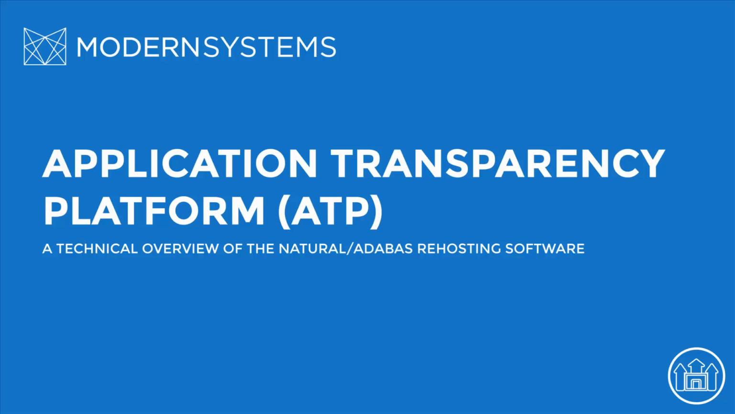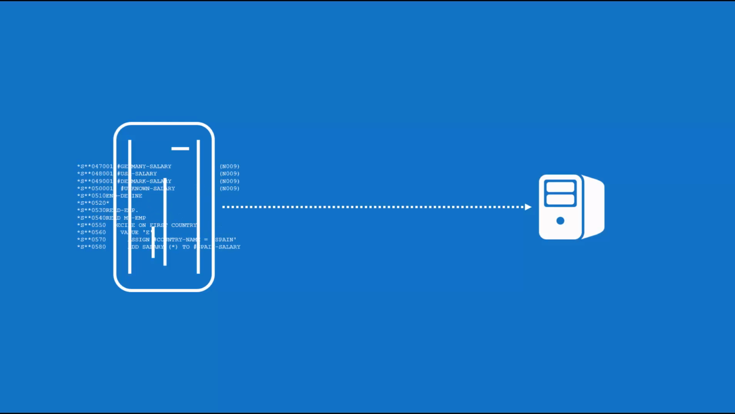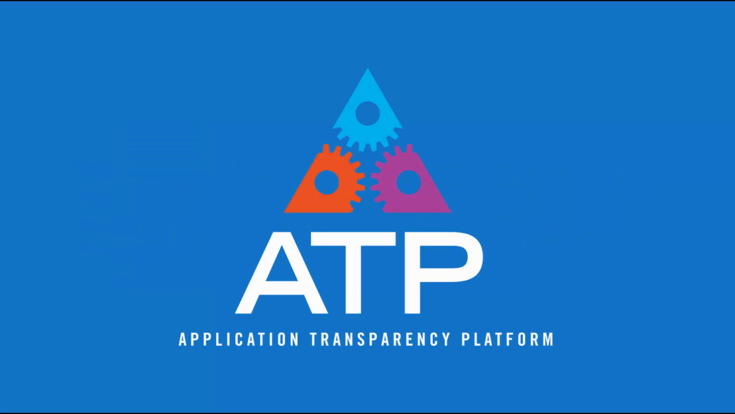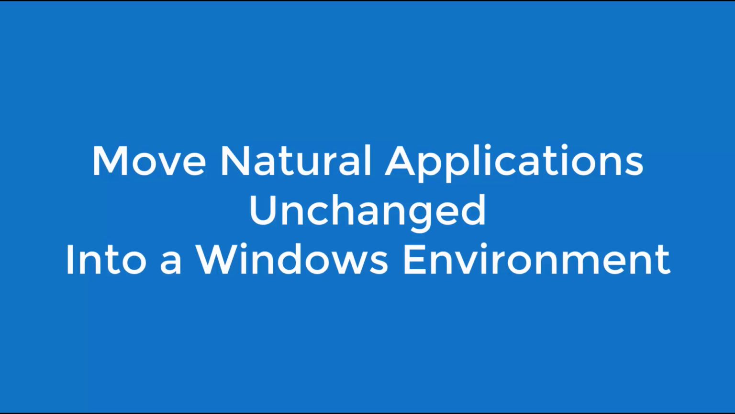In the legacy modernization world, rehosting is used when our clients are looking to move away from the mainframe while retaining their legacy Natural syntax. Modern Systems Application Transparency Platform, or ATP for short, allows us to lift the Natural applications out of the legacy environment and shift them into a Windows environment as is, with no changes to the syntax that our customers' Natural development teams spent decades shaping.